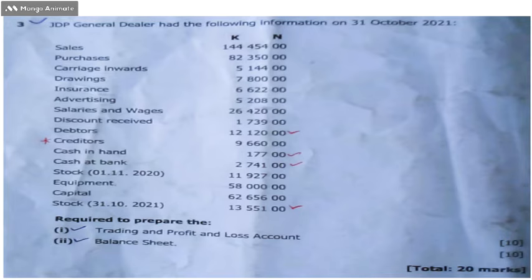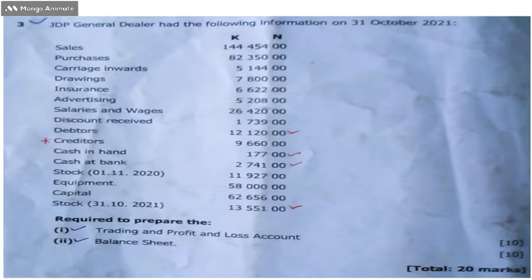So what we are required to do is prepare the trading and profit and loss account and the balance sheet. So we need to prepare these two things: trading and profit and loss account, and balance sheet. We start with the trading and profit and loss account.